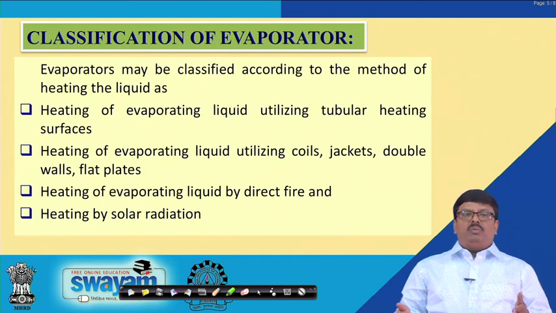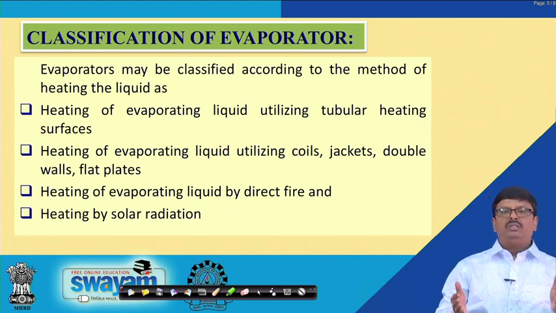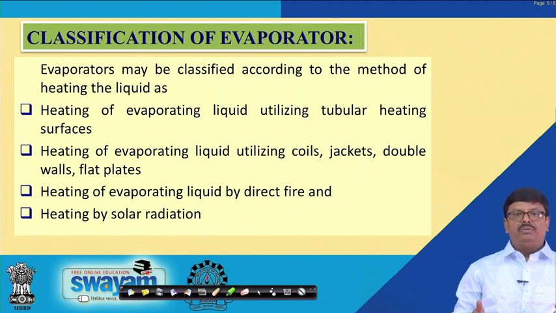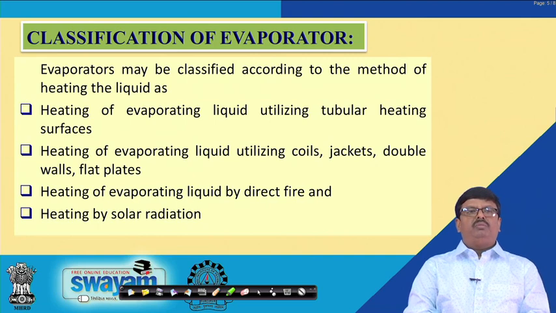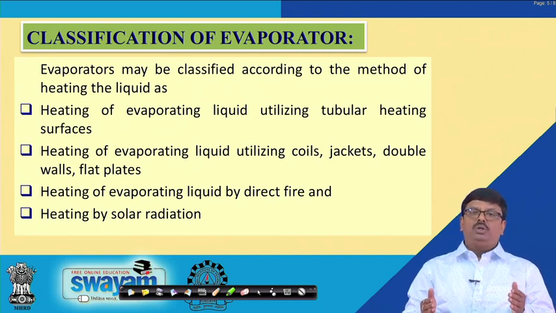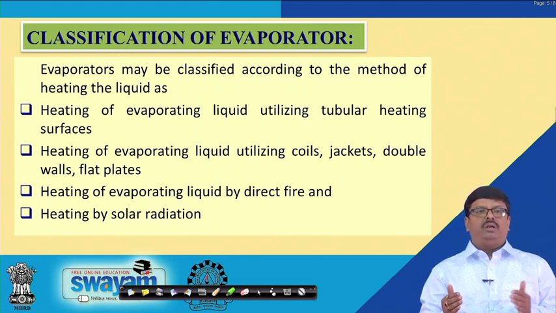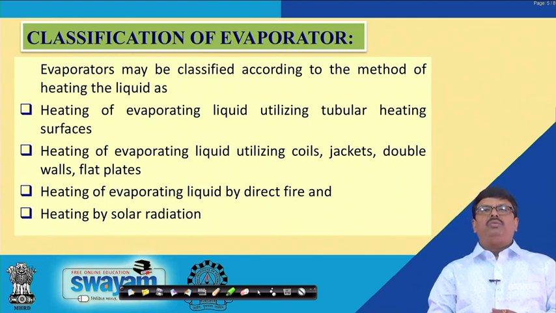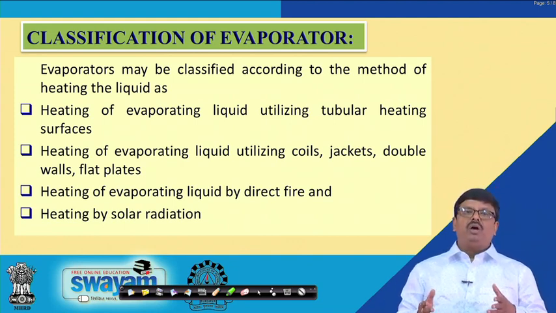Now, the classification of evaporators. Let us consider the different classes of evaporators. How can these evaporators be classified into different categories? They may be classified according to the method of heating. This is the basic core method: heating of the evaporating liquid utilizing tubular heating surfaces, heating of the evaporating liquid utilizing coils, jackets, double walls, flat plates, heating of the evaporating liquid by direct fire, and heating by solar radiation.